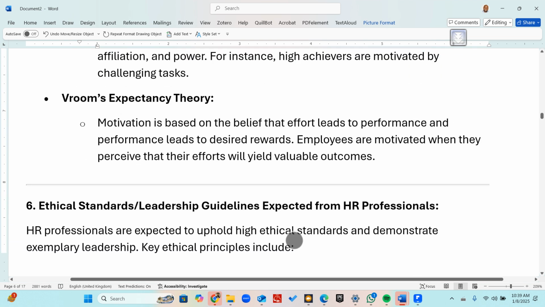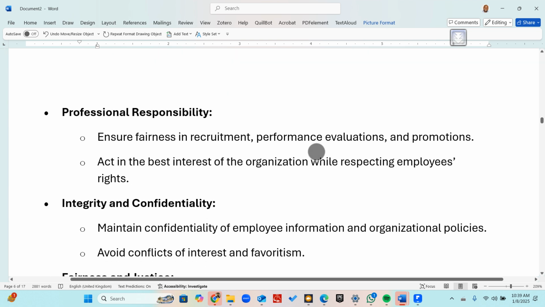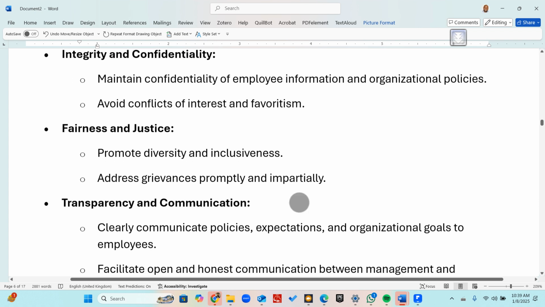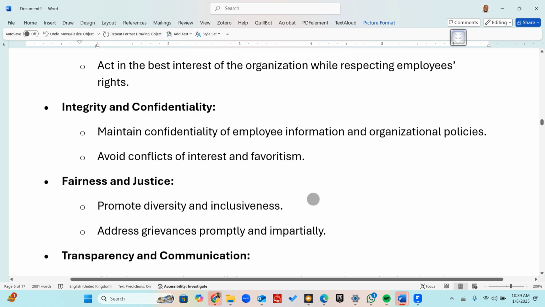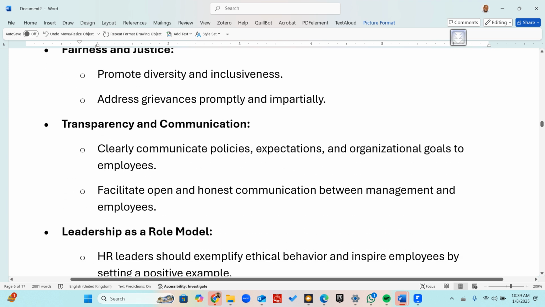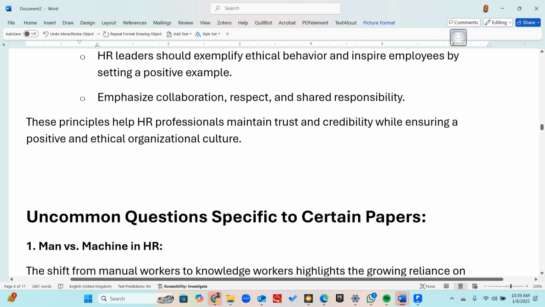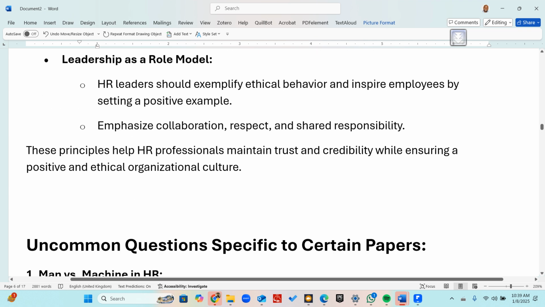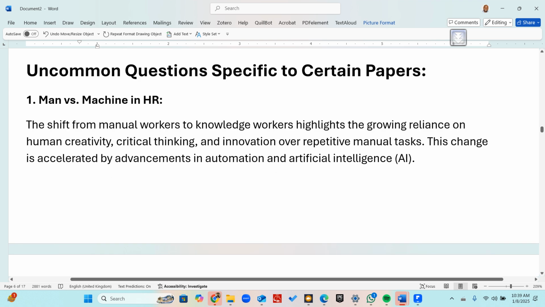So these are the ethical standards of the HR manager: professional responsibility, integrity, fairness and justice, transparency and communication, leadership and strategy, leadership as a role model. So we're done with the common questions. We're done with the questions that you should expect. You should expect two or three from that side.